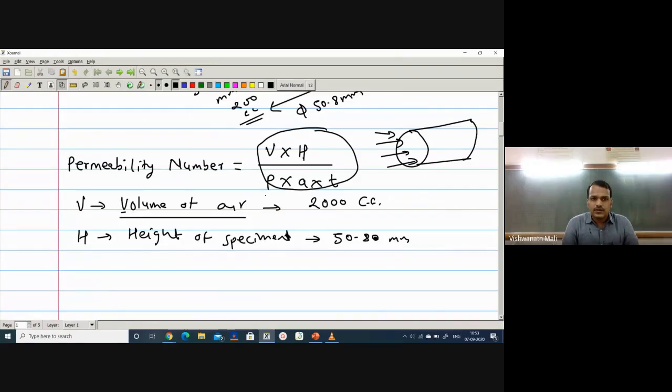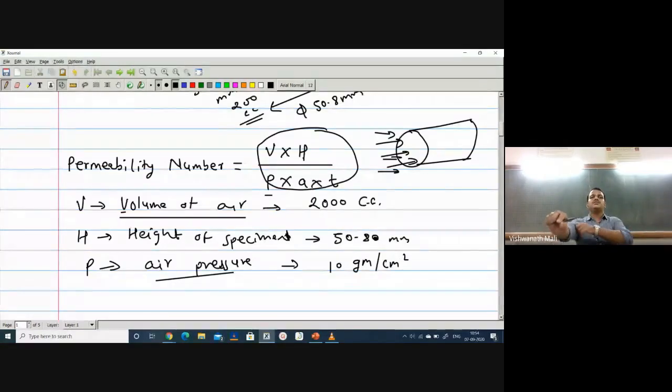Then P. Then A. So what is P? Air pressure. By what pressure are we allowing this air to pass through this specimen? This air pressure is also constant, that is 10 gram per centimeter square. So at this pressure, we are allowing this much amount of air through this specimen.